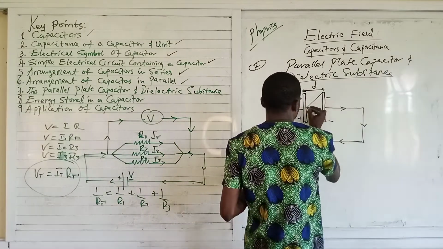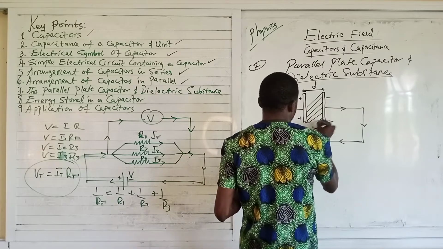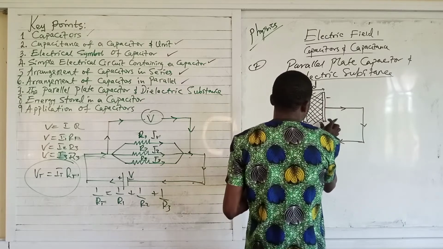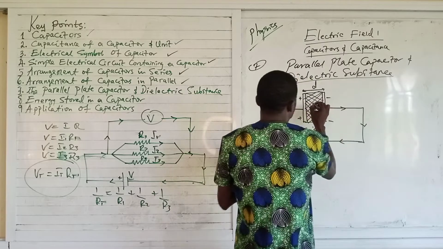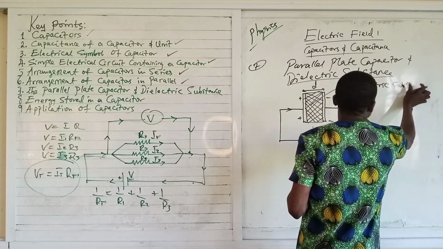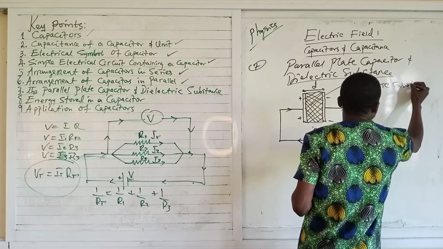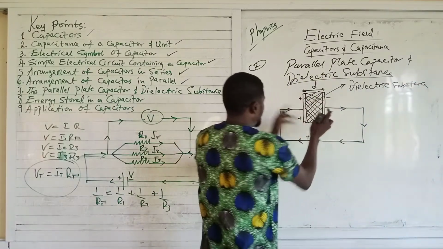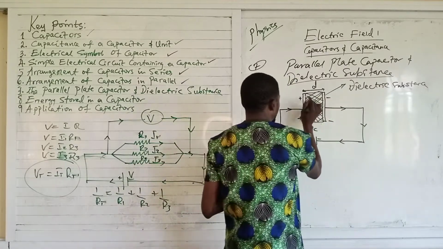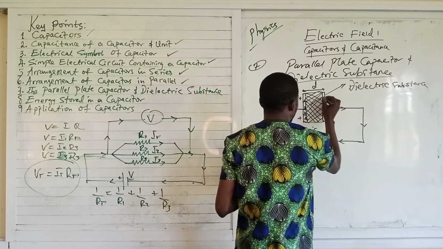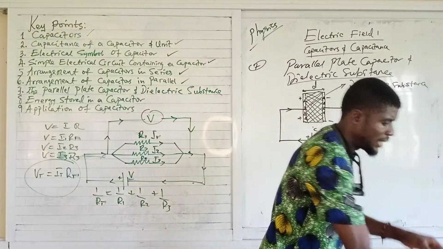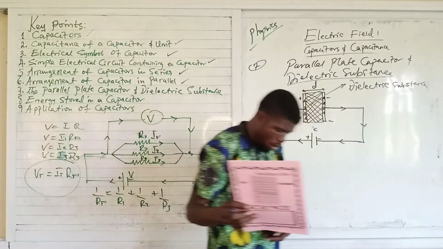So we may do something like this to represent our dielectric substance or dielectric material. We can call this the dielectric substance, the whole of this. And then, these plates also have areas. This plate has what? Area. Take note of this. These plates also have areas, how wide the plates are. Are they as wide as this book? That is the area of the plates.